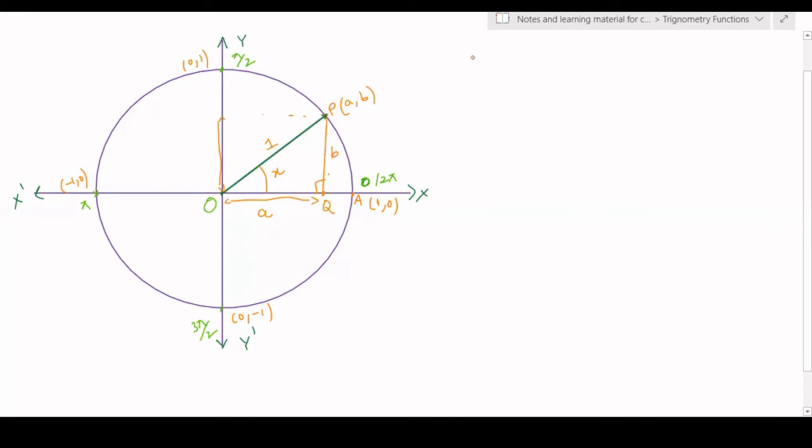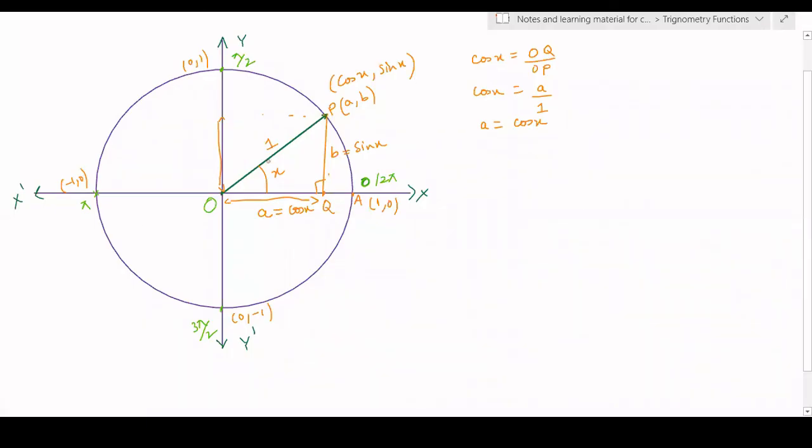Now looking in this triangle POQ, it's a right angle triangle. So I have my cos x equals OQ over OP. Cos x equals OQ, which is A units, OP is 1 unit. So from here we got the value of A as cos x. So I get here A as cos x and B will be sin x. So I have the coordinates of P in terms of cos and sin as cos x, sin x.